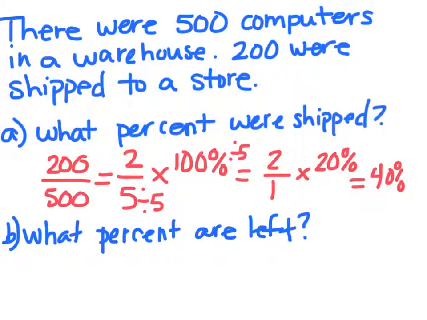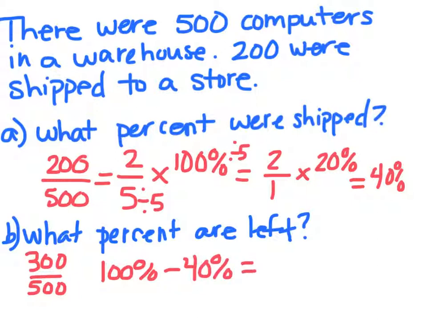Now let's calculate what percent are left in the warehouse. There are 2 possible ways to do this. You can either calculate 300 500ths, which would be the number left at the warehouse after the 200 are shipped, or there's an even easier method. Take 100%, the whole, subtract 40%, the percent that was shipped, and get 60%. So 60% of the computers were left at the warehouse.